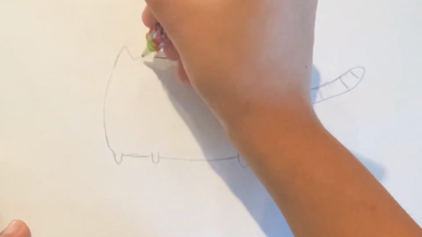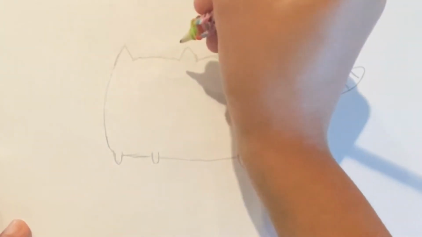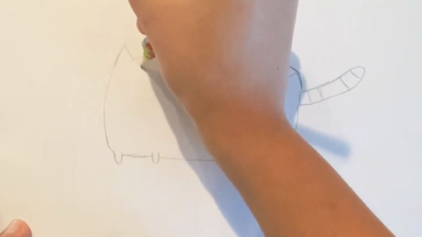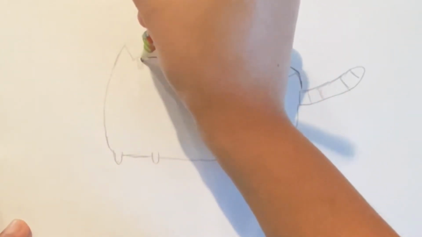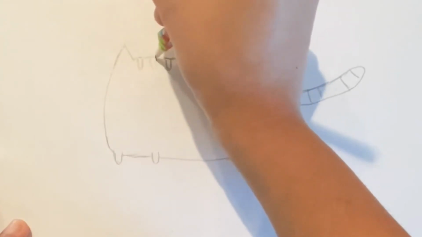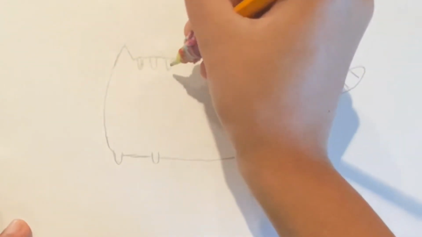And finally, Pusheen has 3 lines on the top of his forehead. So now just draw 3 curves. I'm going to make them a little darker. So those will represent Pusheen's stripes on his forehead.